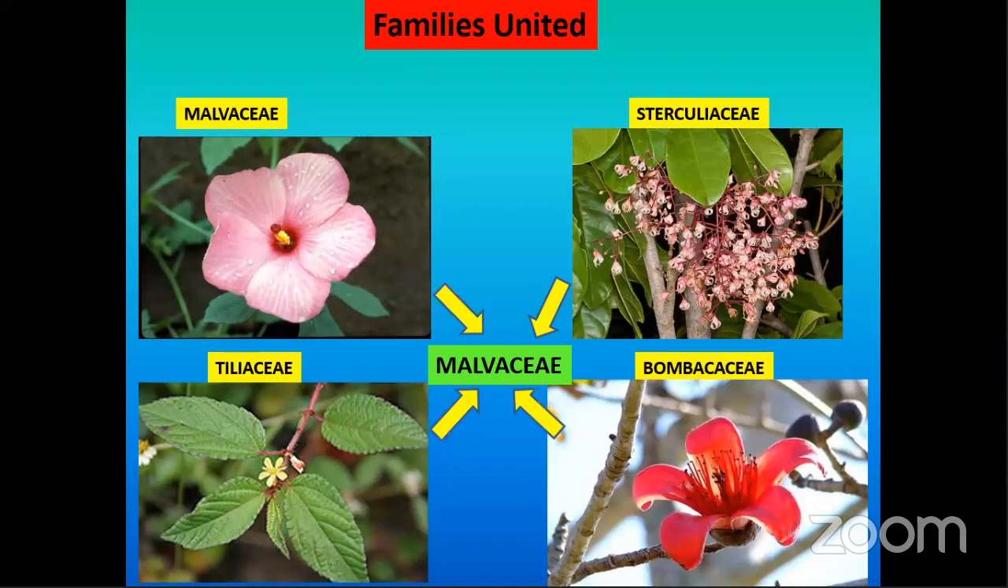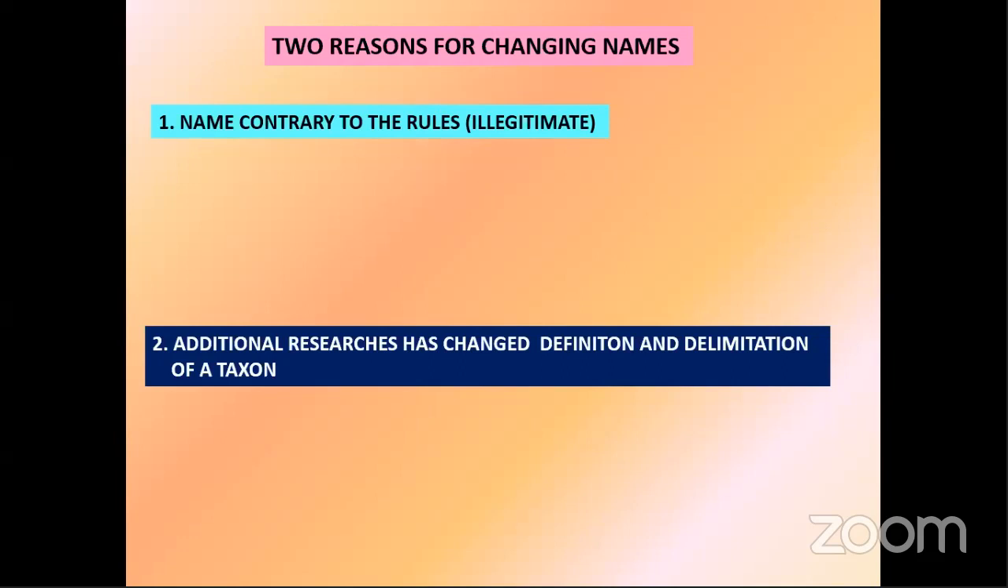Now families united, different Malvaceae. Previously Malvaceae, Sterculiaceae, Tiliaceae, Bombacaceae, these were all different families. But now all are merged with Malvaceae. Even some more families are also merged with Malvaceae. It's going to be held. And the two reasons for changing of names: one is names contrary to the rules are not legitimate names, and the second reason is additional researchers have changed the definition and delimitation of taxa. These two reasons, so very often we are changing the names.